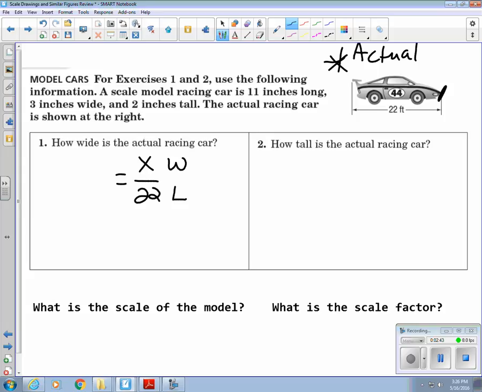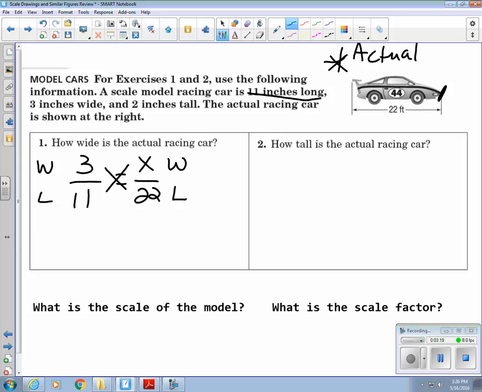So whatever ratio I make from the scale model, I have to use the width and the length, because I'm looking for the width of the actual car, and the other unit that I know is the length. So from the scale model, it's 11 inches long, and 11 is going to go in the bottom since length is in the bottom. Long is down here. And it's 3 inches wide, so 3 goes up top because that's the width. I have to make sure I get those units in the right place. Width up top, length in the bottom. Then I can go ahead and do some cross multiplication here.